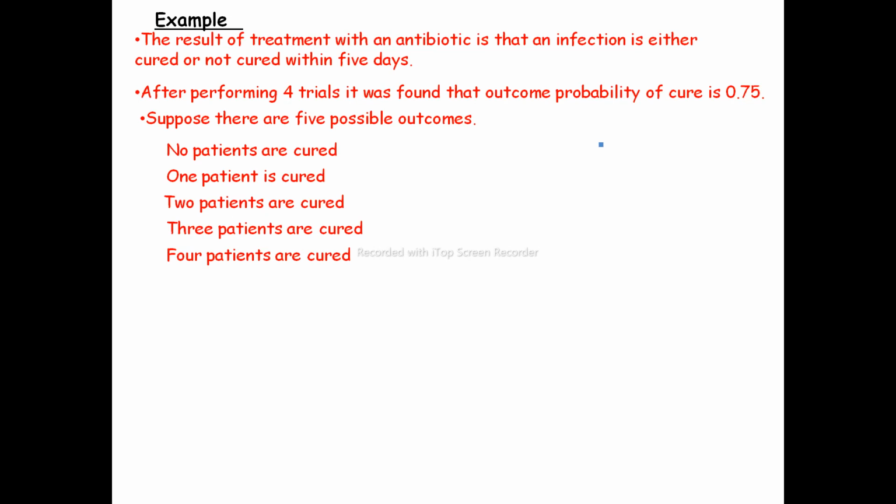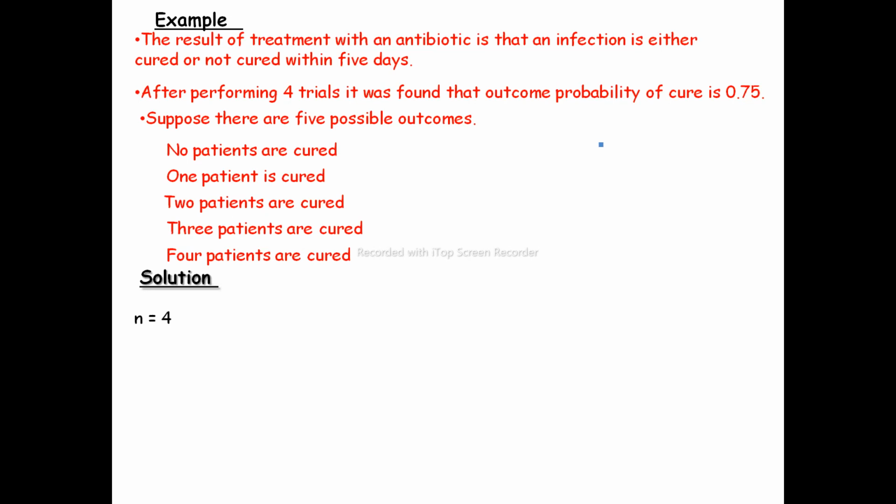Third possibility is 2 patients are getting cured. Fourth possibility is 3 patients are getting cured, and fifth possibility is 4 patients are getting cured. So we'll check out the probability for all these 5 options. So we'll have the solution.